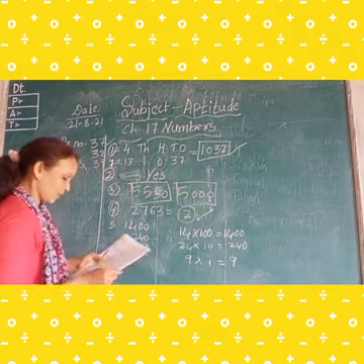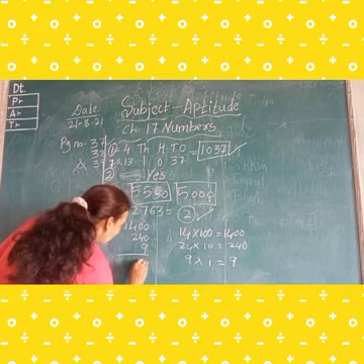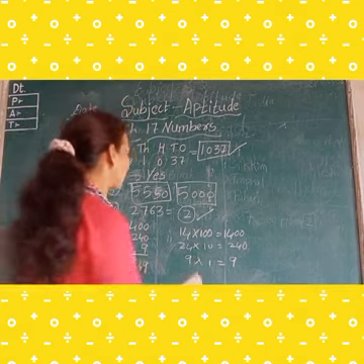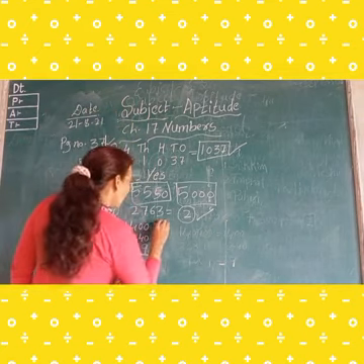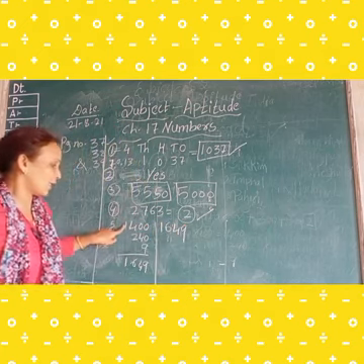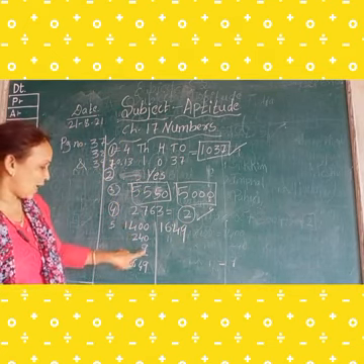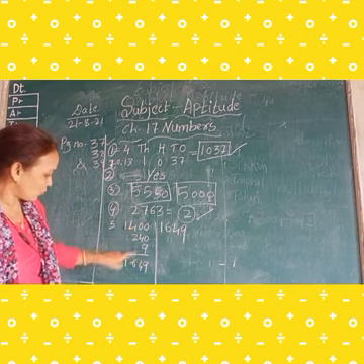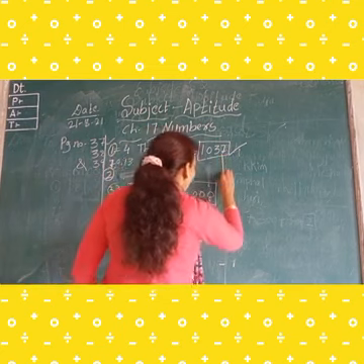So our answer is 1649. 1400, 24 tens means 240, 9 ones means 9 only. 9 plus 0 is 9, 4 plus 4 is 8, 4 plus 2 is 6, and 1 stays 1. Our answer is this one.